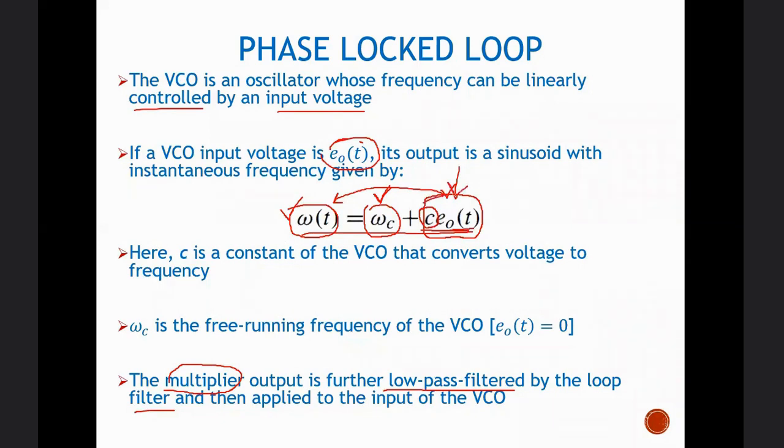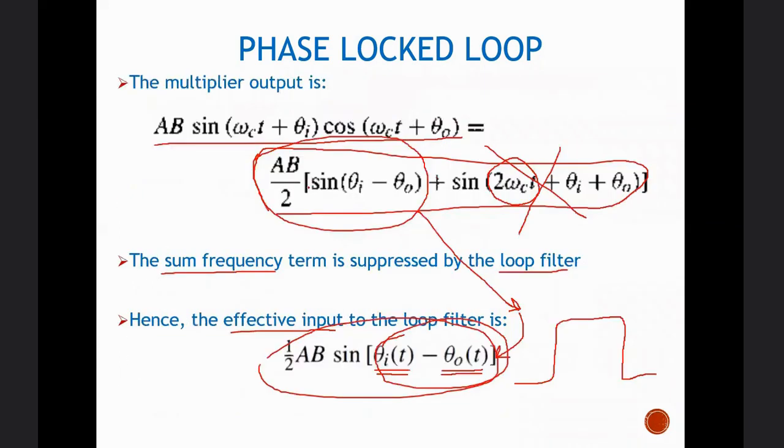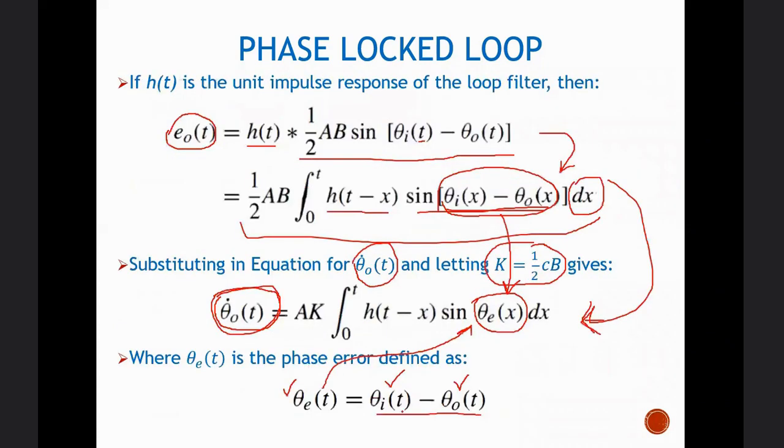Depending upon the value of this theta naught dot t, we will get the instantaneous frequency of the VCO. If there is no phase difference, then this term would be equal to 0. If we substitute 0 here, the output, the derivative theta naught dot t, would be 0. That means the PLL is in synchronism with the incoming signal, right?